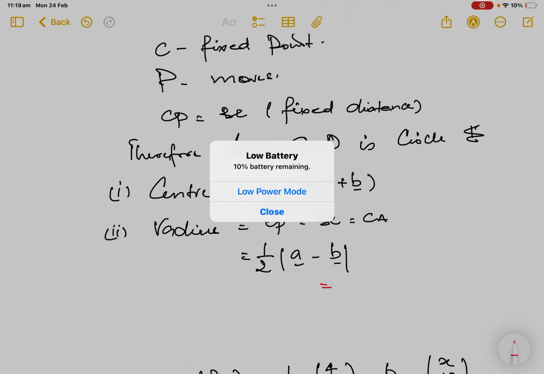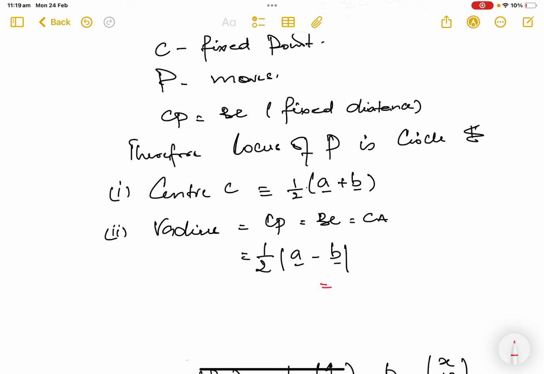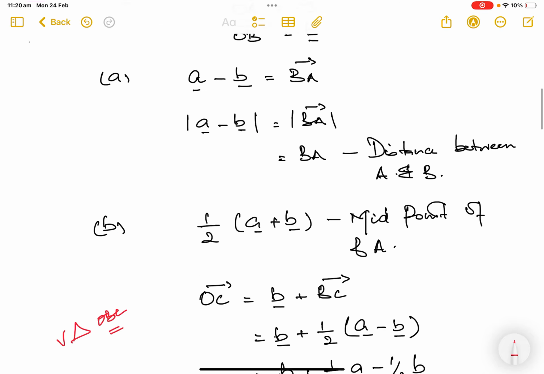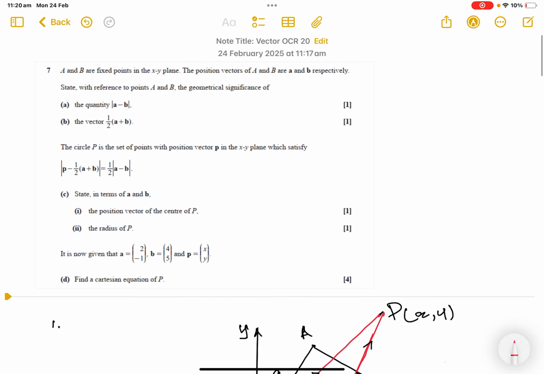And the actual reference point is C, half of A plus B. The vector representation of C is half A plus B. And the radius is CP or BC, that is half A minus B, which we proved from the first part, the modulus of half A minus B vector. So that is the question asked: the position vector of the center of P, and the radius of P, which we have done.